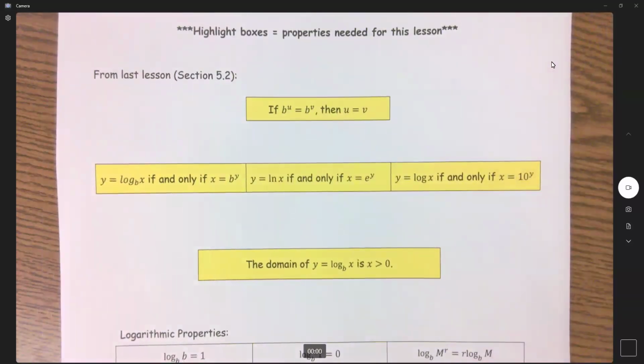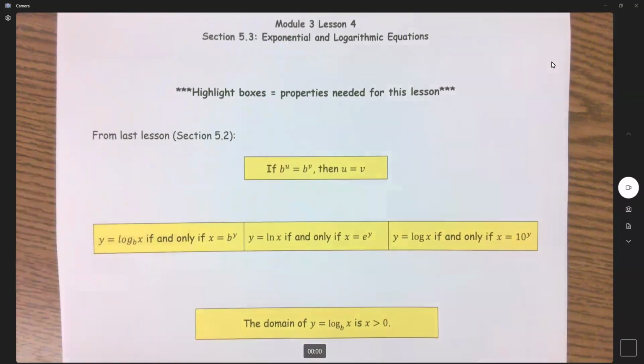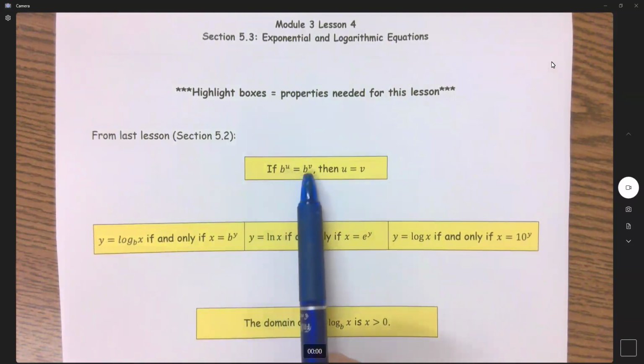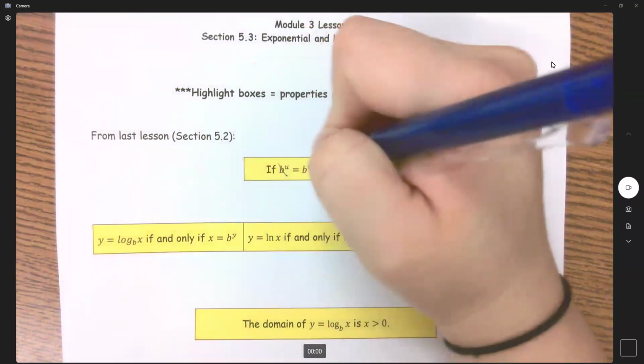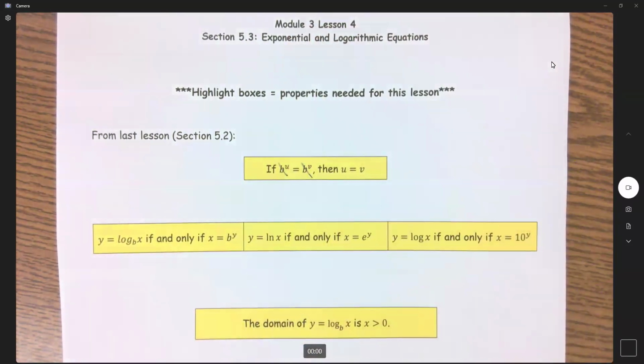On the next page, I have put from last lesson all of the properties that we went over, and I have taken it one step further and highlighted all of the properties that we're going to need for this lesson. So the first one is if we have b to the u equals b to the v, meaning I have an exponential with the same base, we can cancel those bases out and then set the exponents equal to each other. So u equals v.